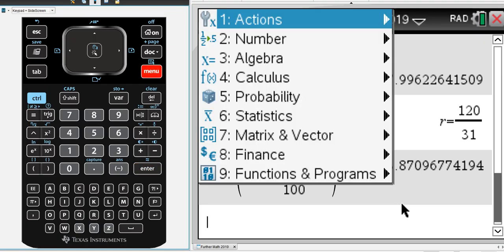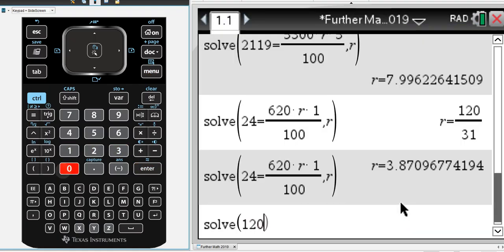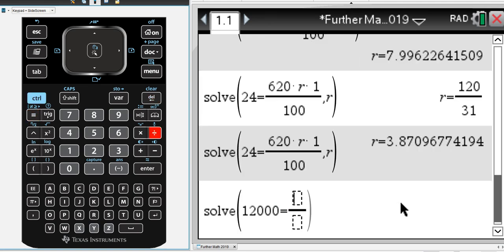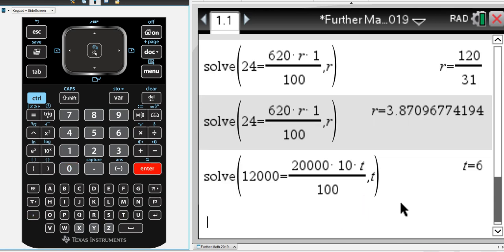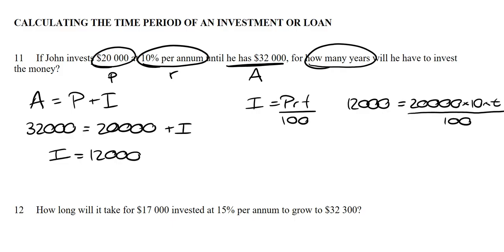That's what I'm going to put in my calculator. So menu 3, 12,000 equals, and then a fraction, 20,000 times 10 times T over 100. Solving for T, we get 6 years. T equals 6 years. Always really important to put units on there as well.